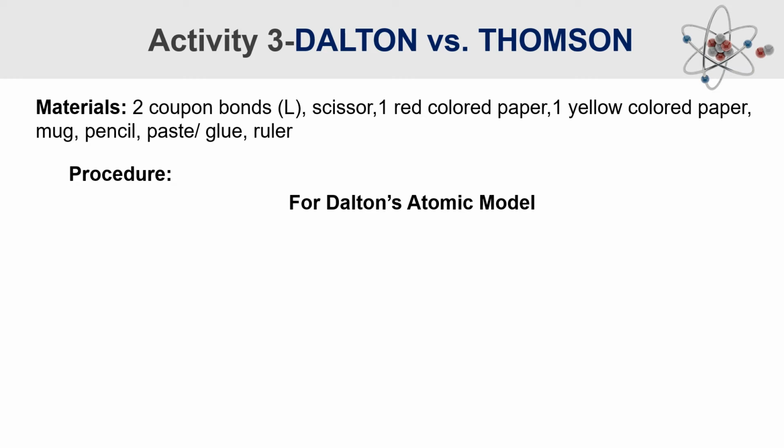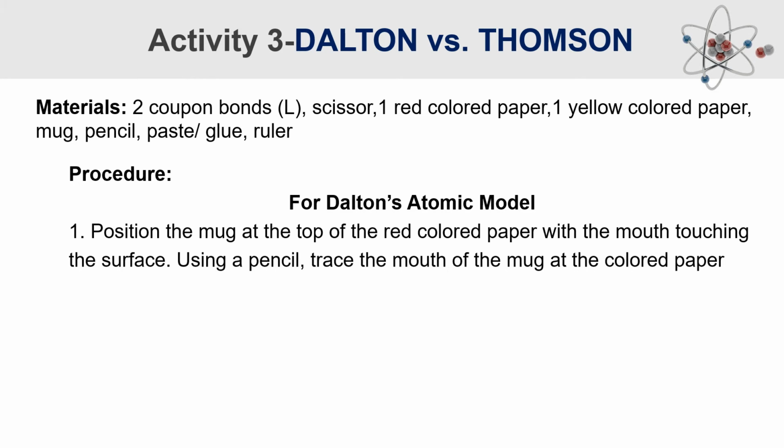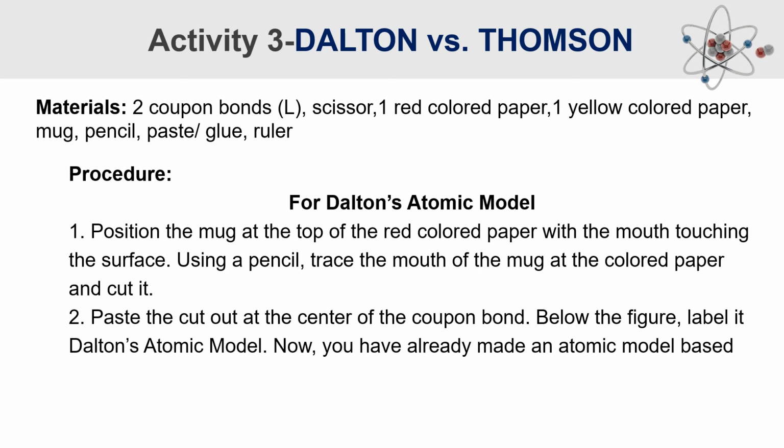Procedure for Dalton's atomic model. Number 1. Position the mug at the top of the red colored paper with the mouth touching the surface. Using a pencil, trace the mouth of the mug on the colored paper and cut it. Number 2. Paste the cutout at the center of the coupon band. Below the figure, label it Dalton's atomic model. Now you have already made an atomic model based on Dalton's idea.